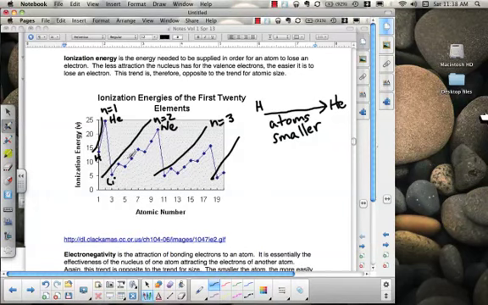Now, there are 2 bumps I'd like to talk about. Okay, it's not a smooth trend. You've got a little bump here between elements 4 and 5. Okay, let's talk about that. Element number 4 is beryllium. Beryllium has a 2s2 valence shell configuration. All right. The next element, number 5, is boron.